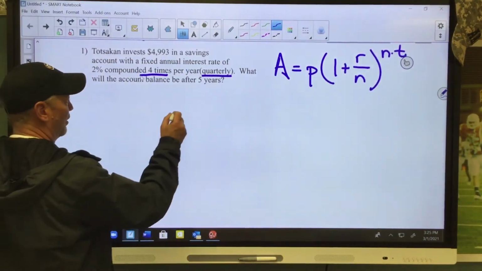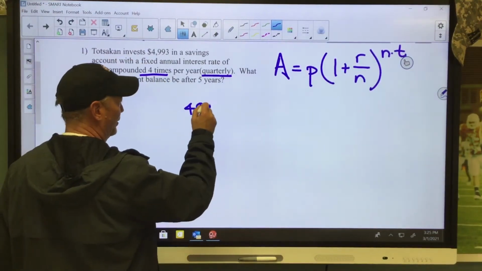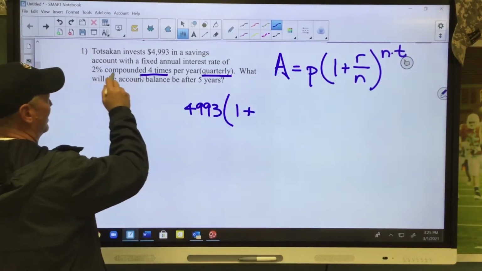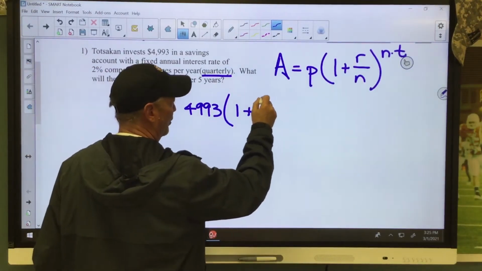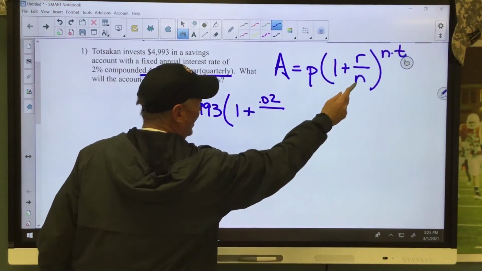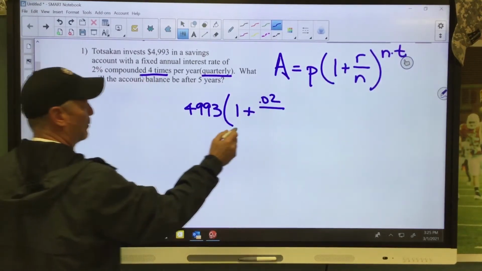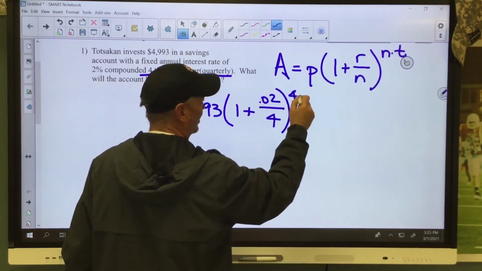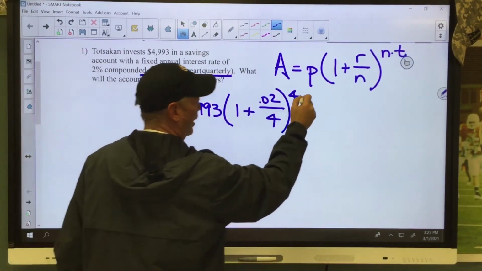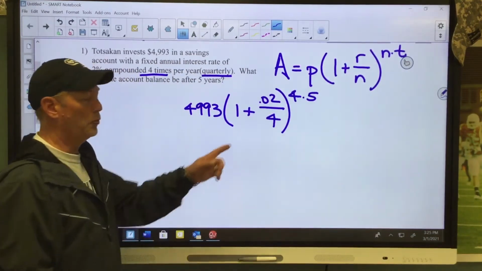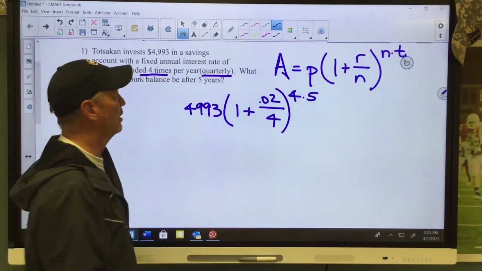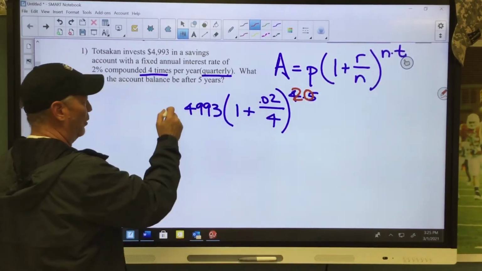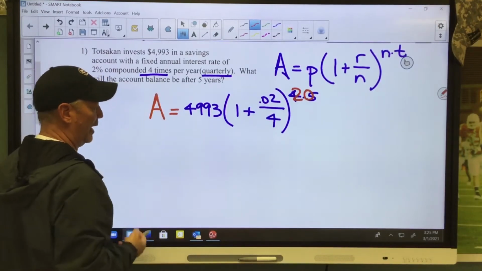So let's invest 4,993, times 1 plus our rate. Our rate is 2%, 0.02, divided by our N, how many times per year? 4 times per year. And we're going to use it again, 4 times, and it turns out that 5 years is our time. And we would multiply that. 4 times 5 is 20. So we can just go ahead and use this as 20. And that will equal our final amount A.